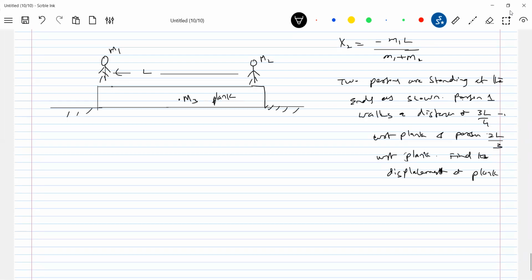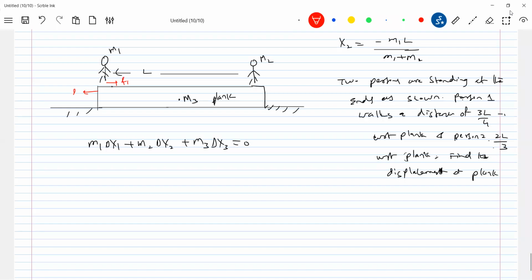One person will move 3L by 4, and the other person, person 2, will walk 2L by 3. So we have to find the displacement of the plank here. You can draw a diagram, check it. I'll directly go for a method. What is that? M1 delta x1 plus M2 delta x2 plus M3 delta x3. Put it, because as the persons walk, there will be friction acting like this.